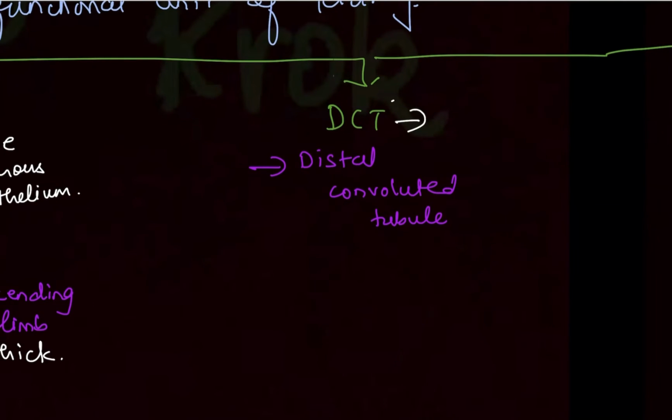For DCT, write down its epithelium is also simple cuboidal, similar to proximal convoluted, but it is not a brush border. It is just simple cuboidal epithelium. It does not have mitochondria like in proximal convoluted tubule. Okay.